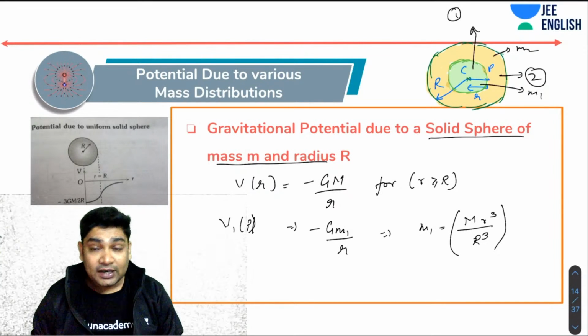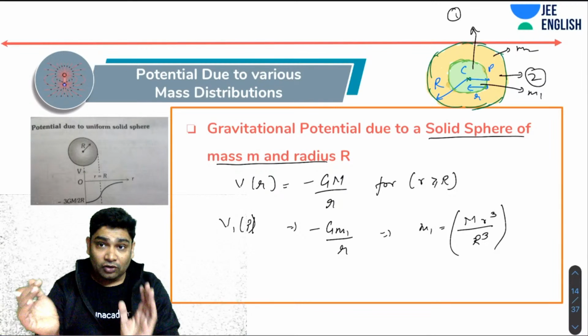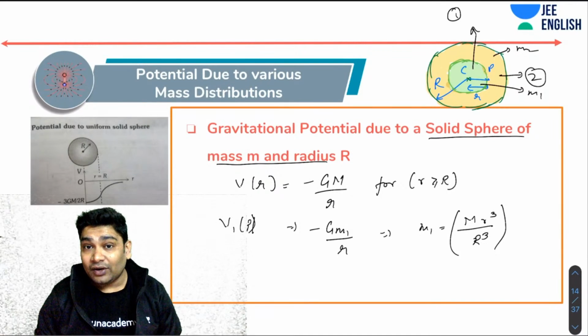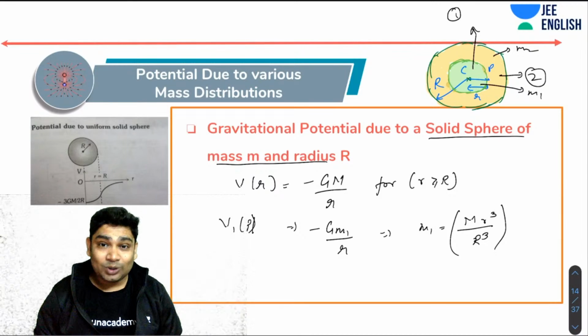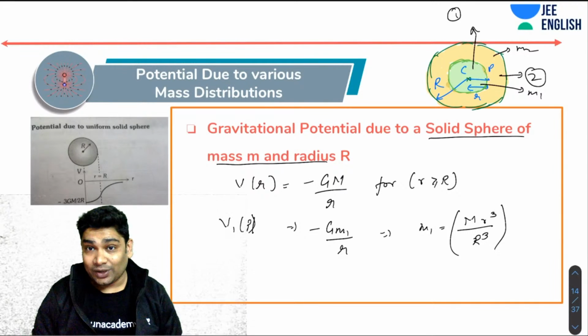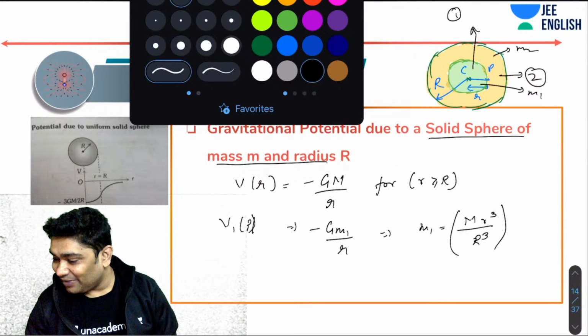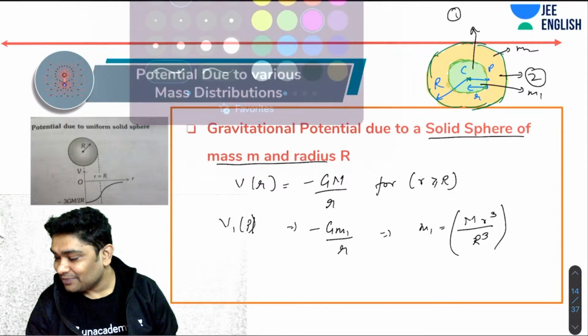Okay, so the potential at P due to the part of the sphere, the green sphere, would be this much. So if I can now calculate the potential due to the outer part, then I'm done. Okay. So now for the outer part, the trick that I'll use is I will break this into a lot of concentric shells.